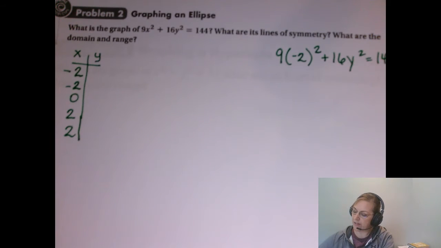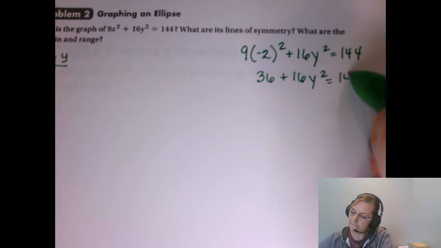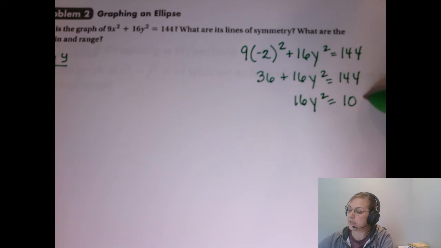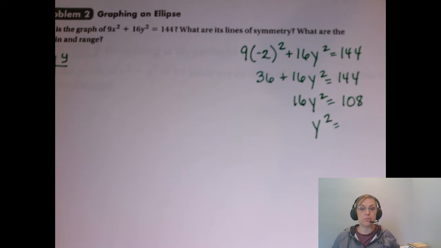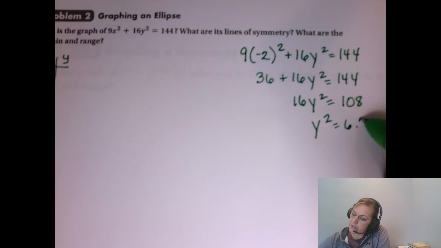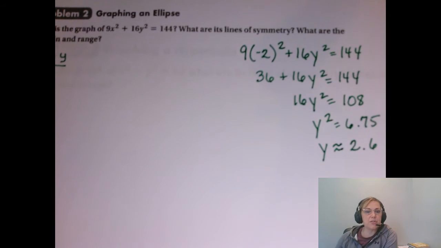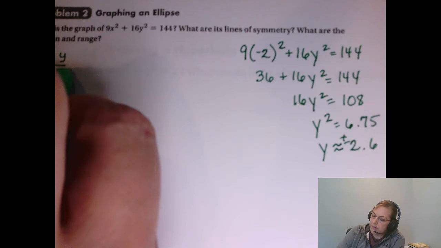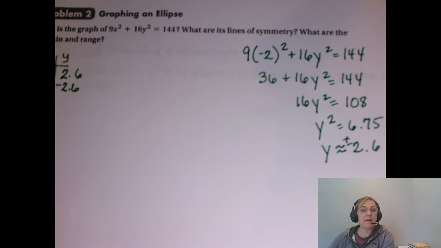Okay, negative 2 squared gives me 4, and 4 times 9, of course, is 36. We can subtract the 36, and that will give me 108. And then you can divide by 16. Again, this is not going to come out super, super pretty, but we'll get close. So I got 6 3/4, which means my y is about 2.6, plus and minus, of course. Okay, so I've got about a 2.6 and a negative 2.6. That'll kind of give me an idea of where I'm at.